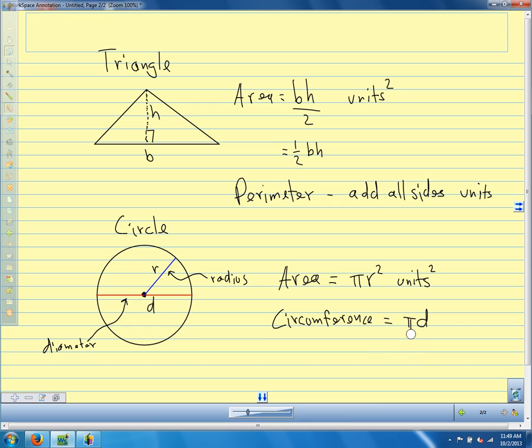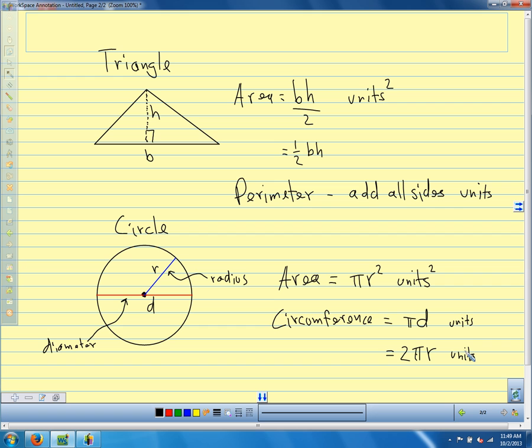How are the diameter and the radius of a circle related? The radius is half the diameter. So if I wrote my circumference with radius, how many radiuses does it take to make a diameter? 2. So I would write 2 pi r. 2 radiuses are the same as 1 diameter. So you could do both. You could do either one. Either one works.